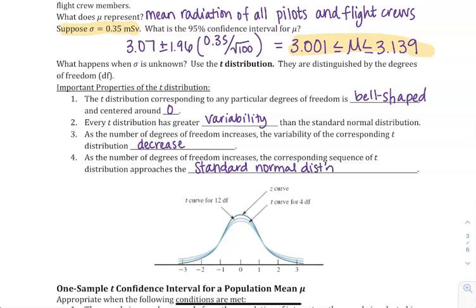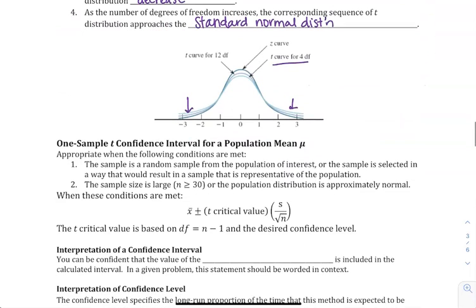And you can see in this graphic that there are 3 lines. The Z curve is the darkest one here, and the T curve with 4 degrees of freedom is the lowest one. And you can see that it is higher out here in the tails. It's a little more variable. The curve with 12 degrees of freedom gets a little bit closer to the Z curve. Once you get to about 100 or so degrees of freedom, there's a very, very slight difference between these two curves.